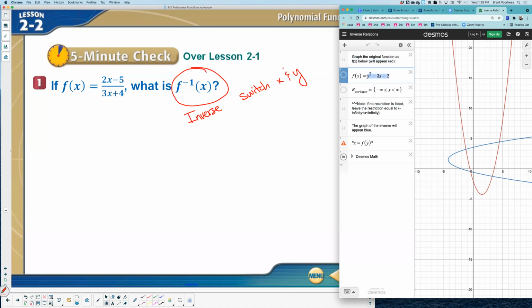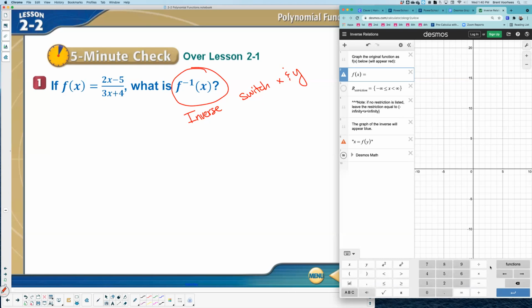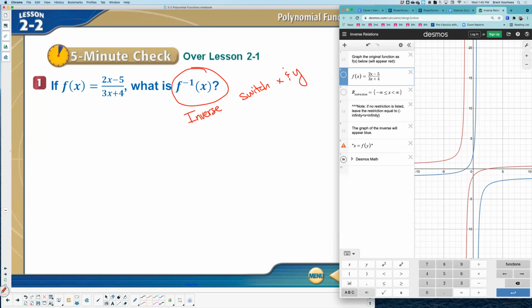I'm going to type in my equation on this line. My equation is not x squared minus 3x minus 2. This is my equation. So I'm going to change the problem. Does anybody know how to get a fraction line in Desmos? You can press slash, which is the same button as the question mark by the shift key on the right side, or you can open up your Desmos keyboard and look for the division button right there. So the numerator is 2x minus 5. The denominator is 3x plus 4. So now how many people have a graph that appears like mine? Show of hands.